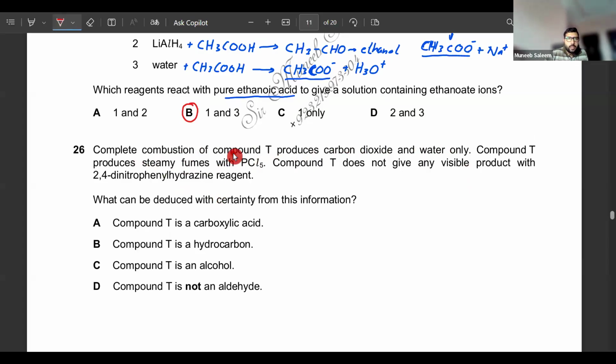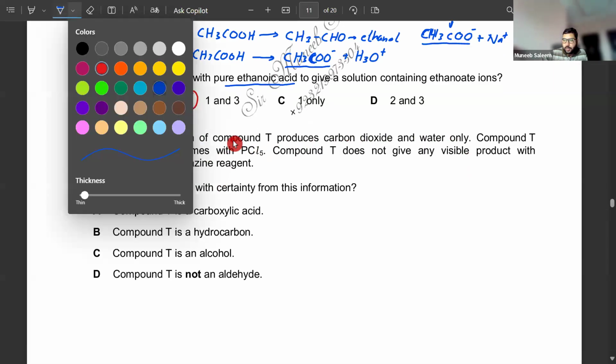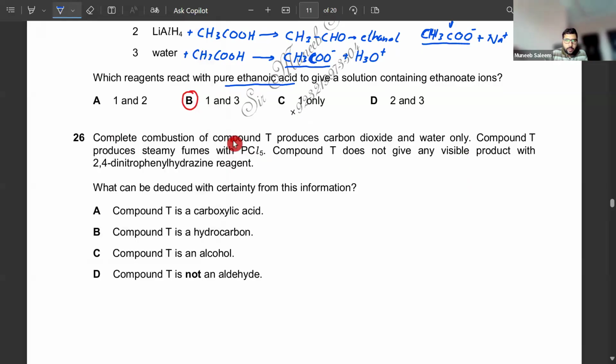So basically, here we need to match the possible information. It says that compound T produces carbon dioxide and water only. I will say this is statement 1. The second statement says it produces steamy fumes with PCl5. This is statement 2. And the third statement is it does not give any visible product with 2,4-DNPH.